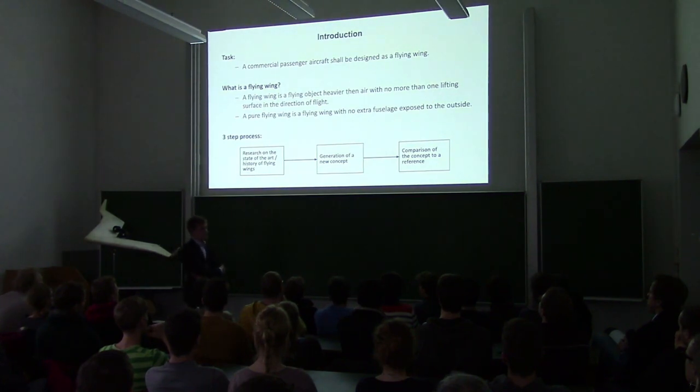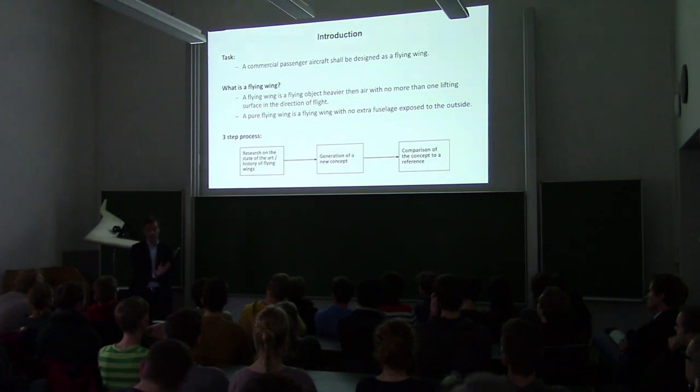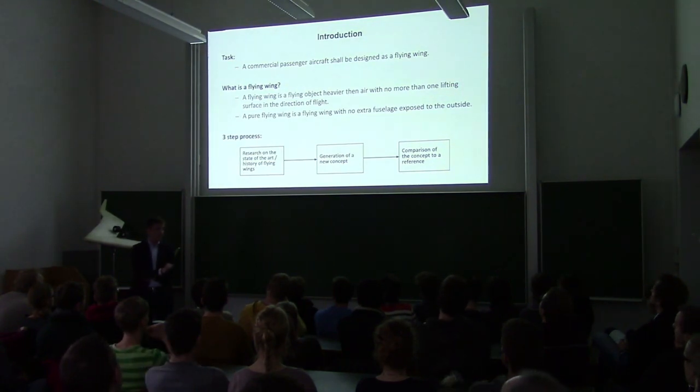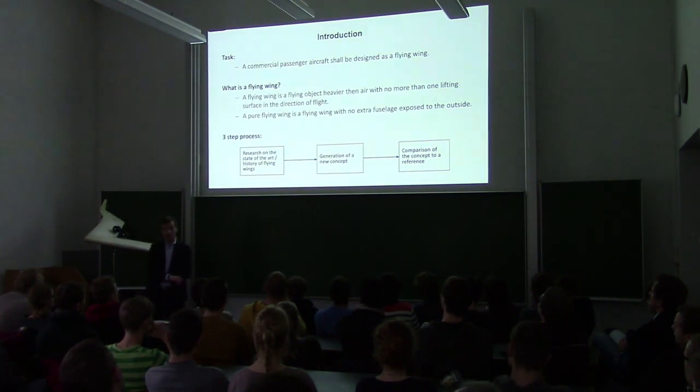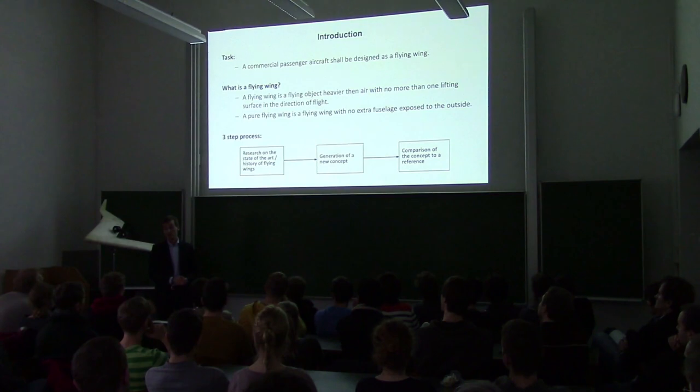Now, there are many different definitions of the word flying wing out there, so let me make that really clear. A flying wing is an aircraft or an object heavier than air with no more than one lifting surface in the direction of flight. When you fly an aircraft, you have a direction and a lifting surface, which is the wing. With normal aircraft, you have a horizontal tailplane surface behind that wing, or some other surface in front of the wing. This is not what is desired here.